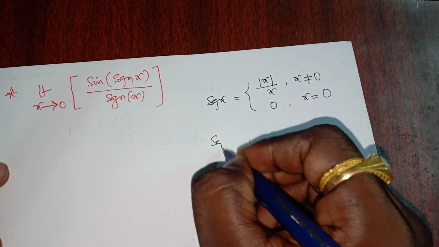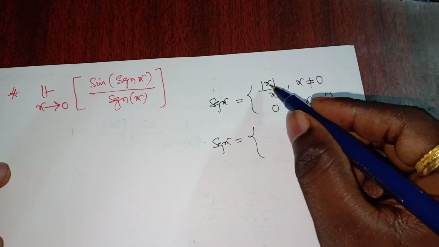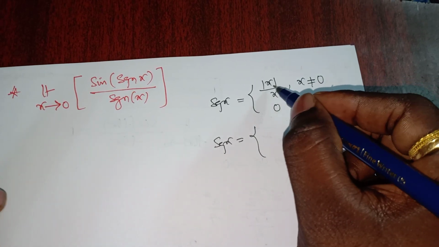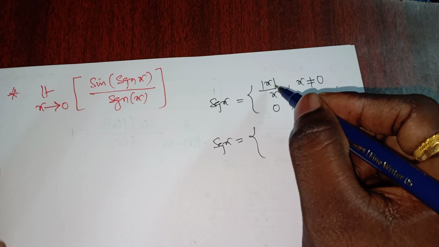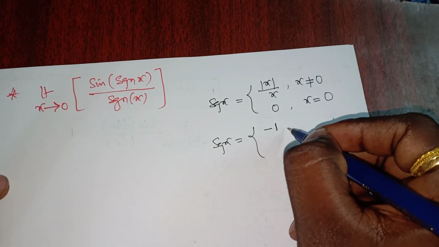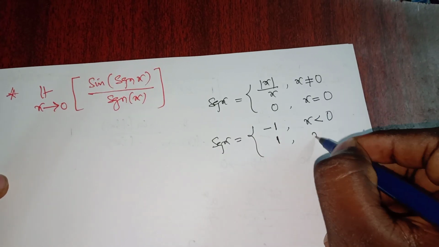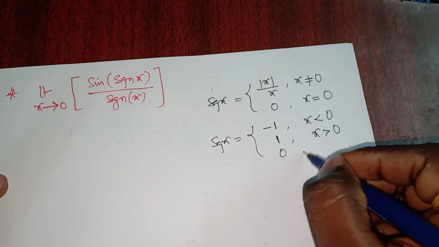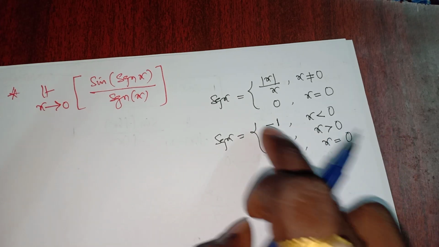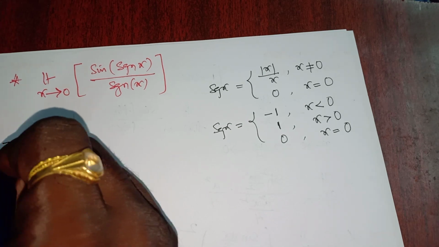Okay, then signum of x is what? Suppose here it is mod x, which means if x is less than 0, mod x can be rewritten as minus x. Minus x by x is what? Minus 1. So it is minus 1 when x is less than 0, it is plus 1 when x is greater than 0, and 0 at x equal to 0. So what is the range of signum x? Minus 1, 0 and plus 1. Okay, now coming to this problem.